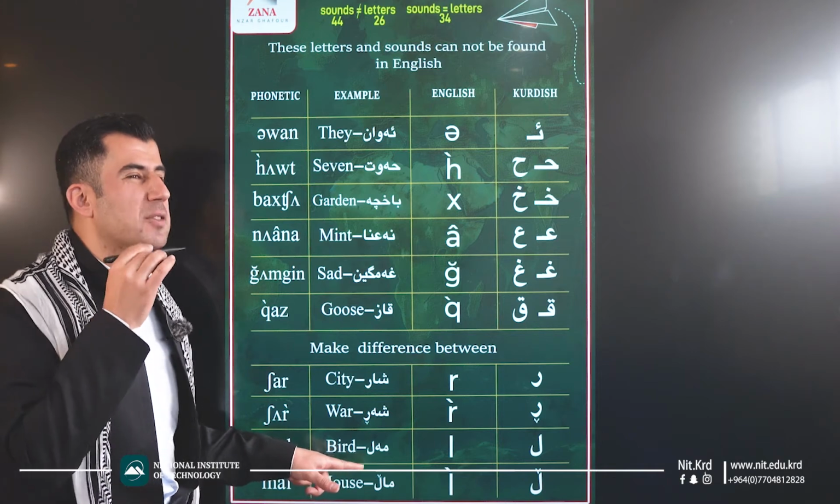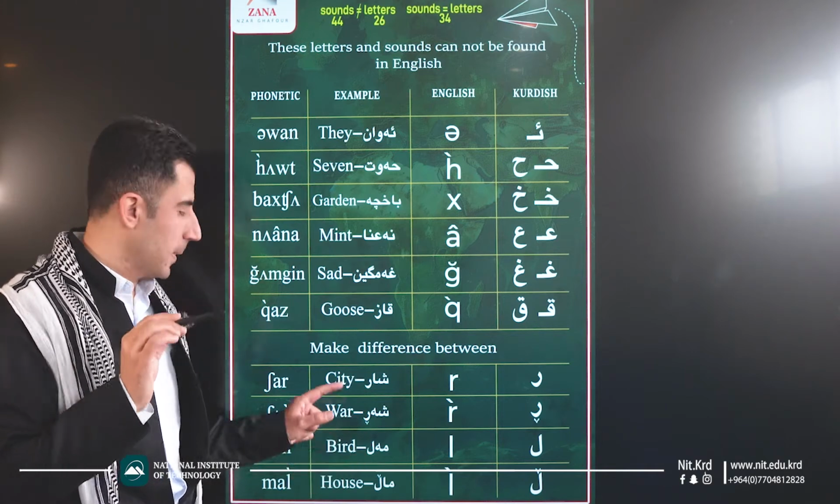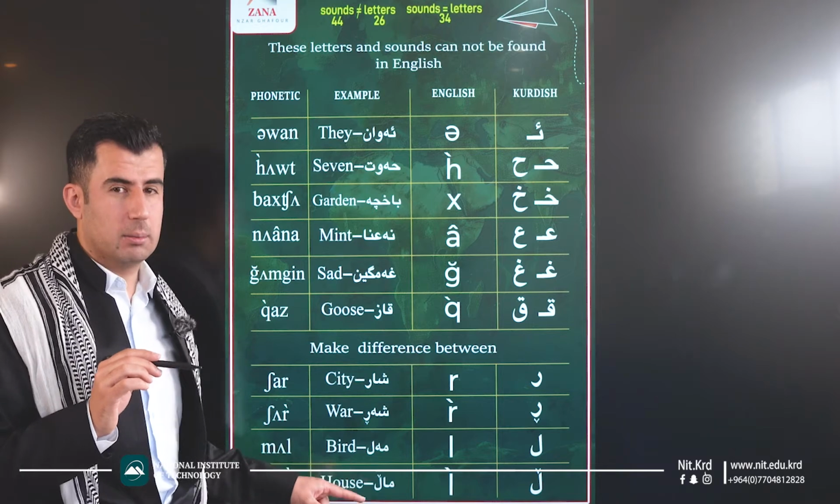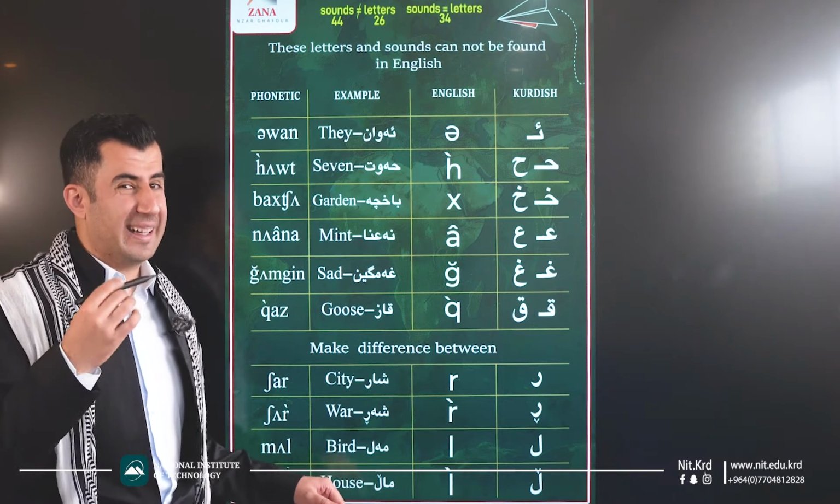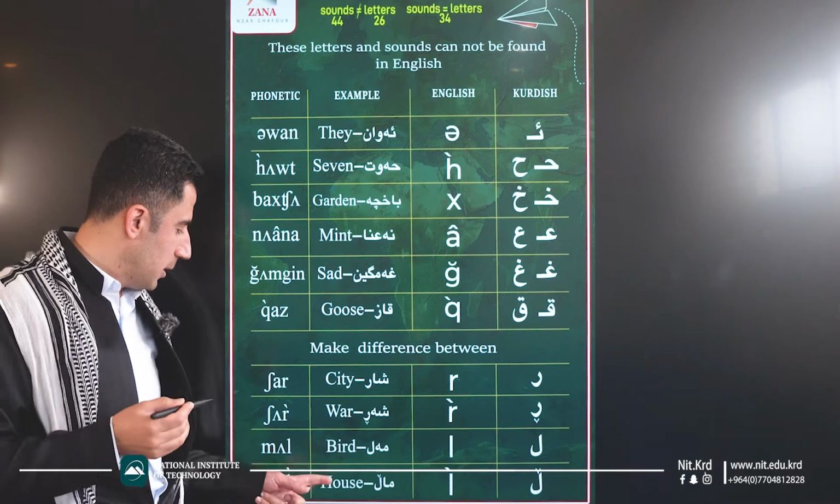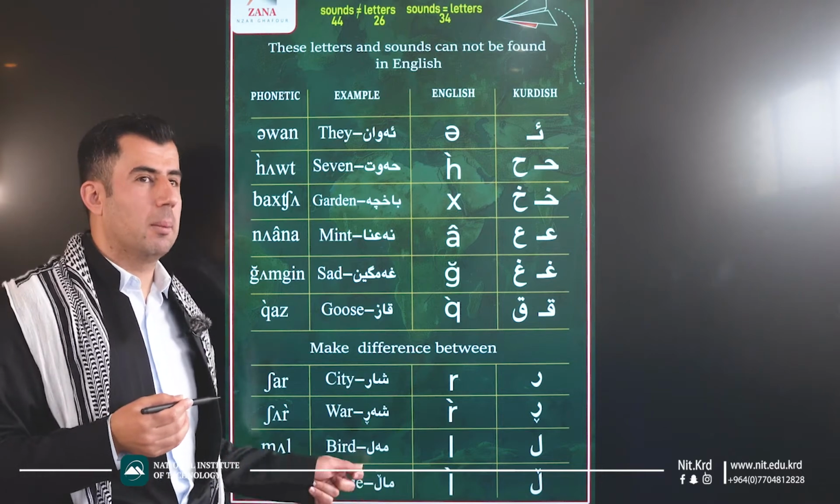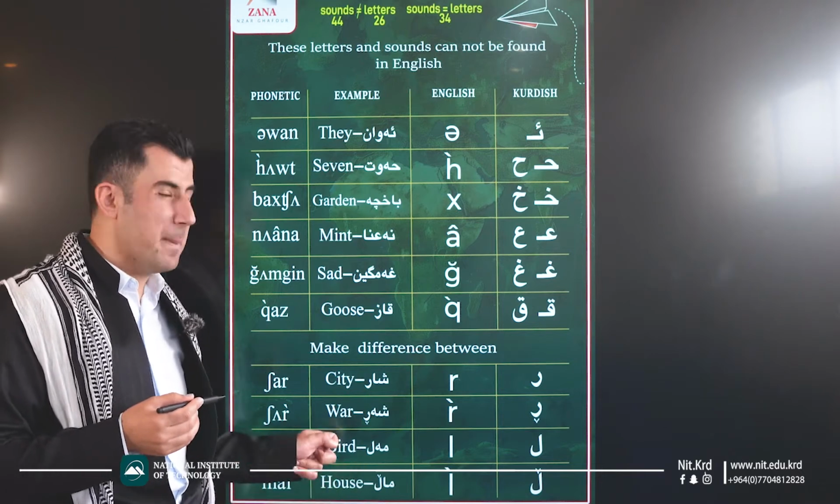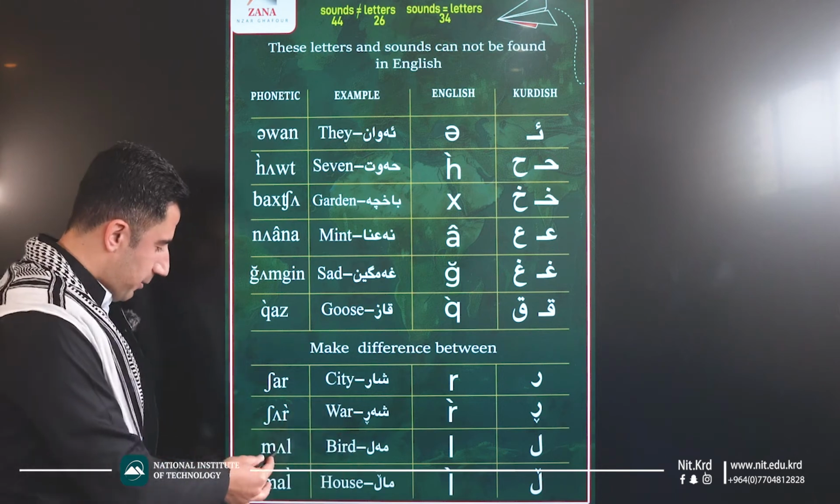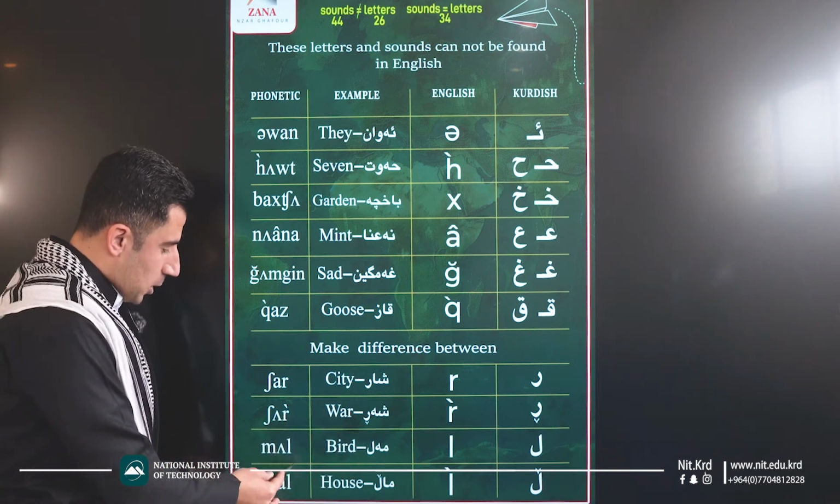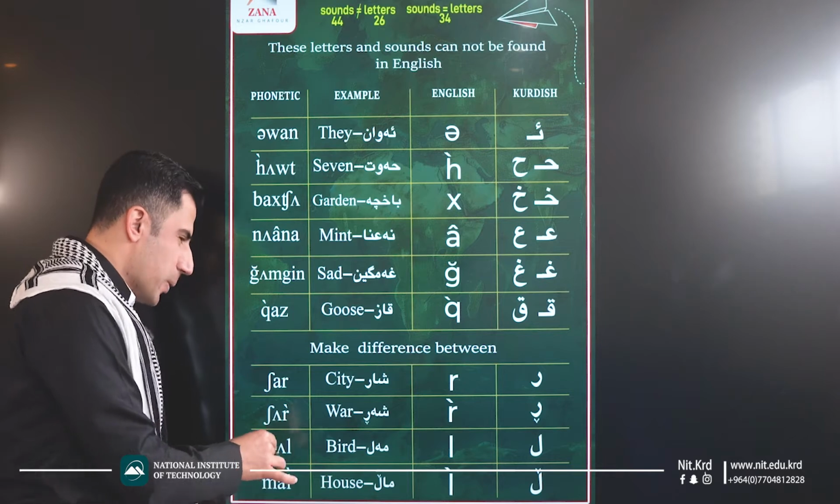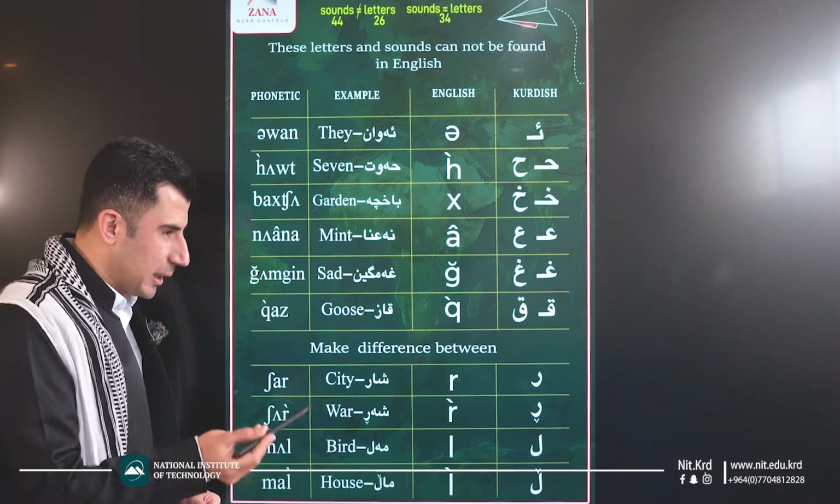Mel. You have to say it with the stress, not without. If you change it, the meaning changes. House is mal. Mal is house. Mel is a bird. Be careful. Have a look at it. For this letter, we put a stress in order to say it.